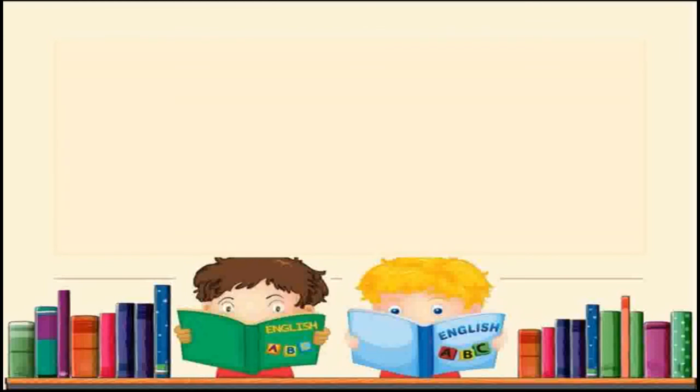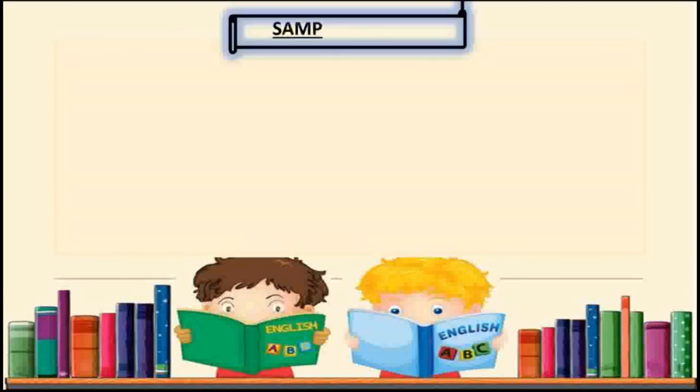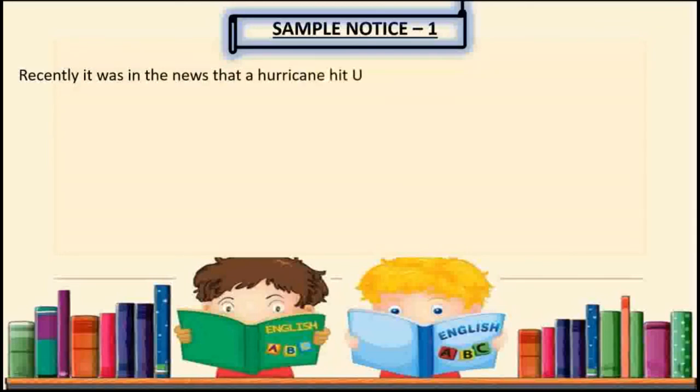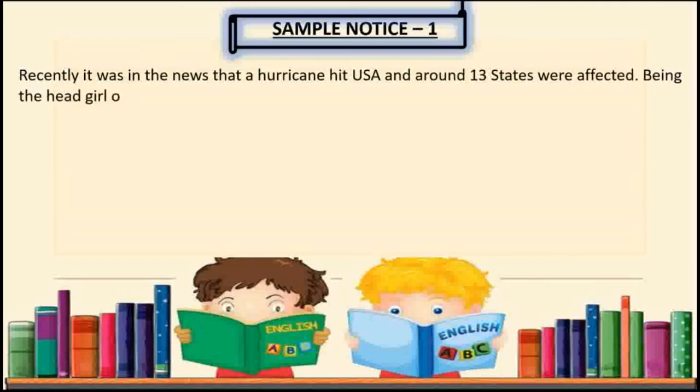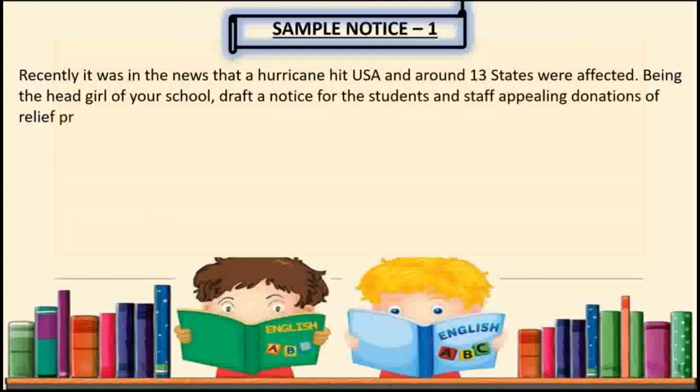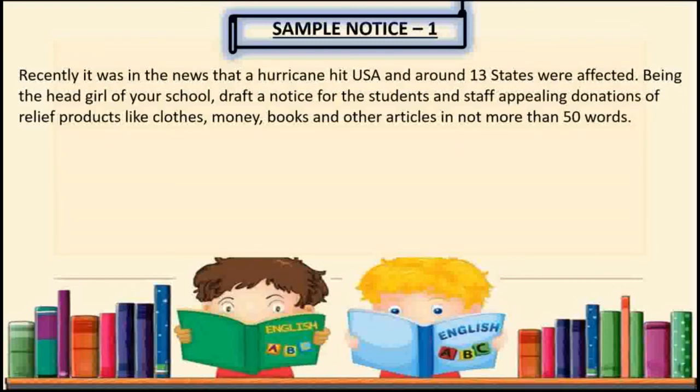Let us now see a sample of a notice writing for appeal. Topic: Recently it was in the news that a hurricane hit USA and around 13 states were affected. Being the head girl of your school, draft a notice for the students and staff appealing for donations of relief products like clothes, money, books, and other articles in not more than 50 words.